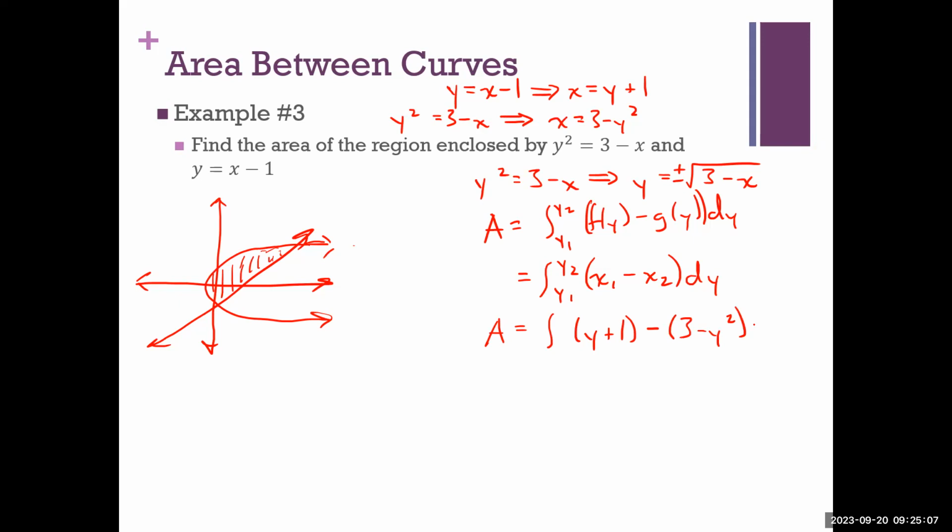All right, we need bounds. So how are we going to get those? We have to set them equal to each other. I don't really understand why the right function. So the bottom line is, no matter what variable we're integrating on, you want to have the greater function subtracted by the lesser function.